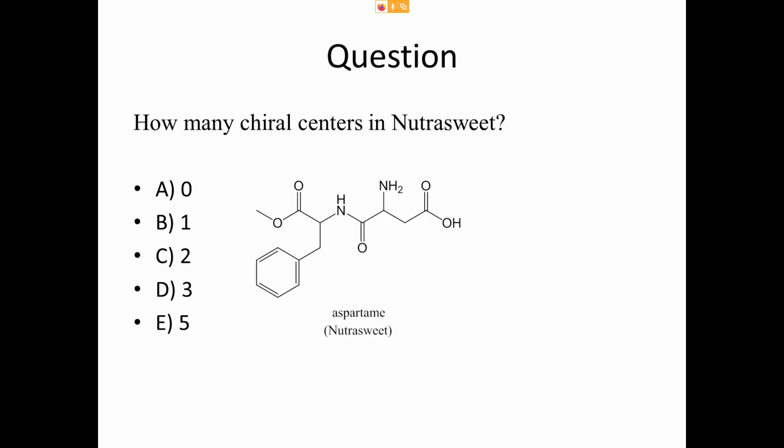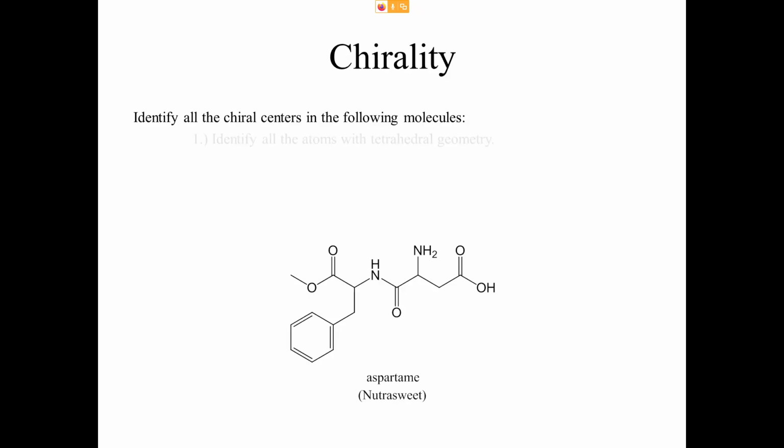Well, let's take the molecule and follow our rules. So identify all the atoms with tetrahedral geometry. And you should find there are 5 of them. All these carbons with 4 single bonds. Why am I not looking at these carbons? Because they're involved in a double bond. Not because it's to oxygen, but because it's involved in a double bond. It can't have 4 single bonds.